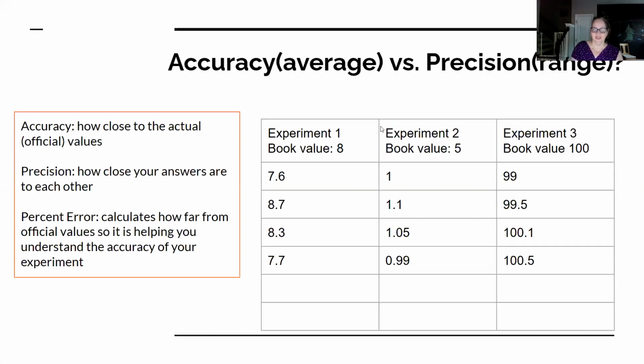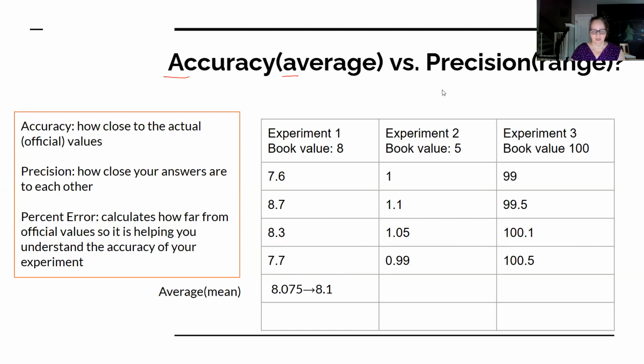All right, accuracy and precision. Accuracy: how close to the actual value. So when you're dealing with accuracy and they give you a number of trials, then make sure you find the average. Accuracy, if you have multiple trials, find the average. If you don't have multiple trials, you don't have to find the average because you only have one value you're going to compare against the book value. But we have multiple values to compare against the book value, so we're going to find the average.